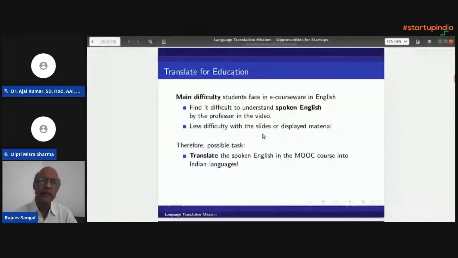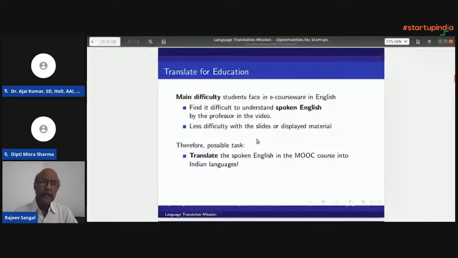But with spoken lectures, they say, I can't understand what the professor is saying. So one immediate task that was selected for this language translation mission was to translate spoken English into all Indian languages, and to begin with, let's say about a dozen Indian languages. Now let us see what technologies are involved if you want to do this speech-to-speech translation. So let's go to language technologies.